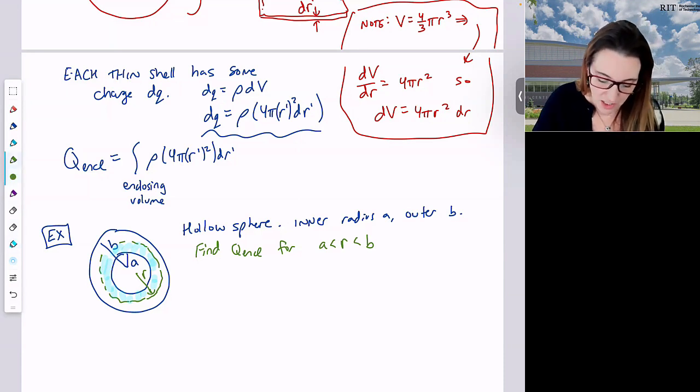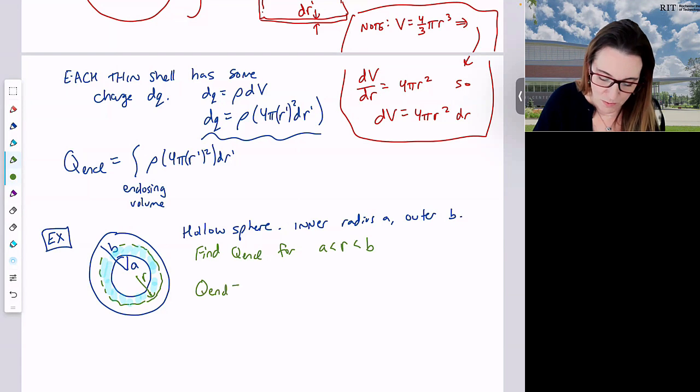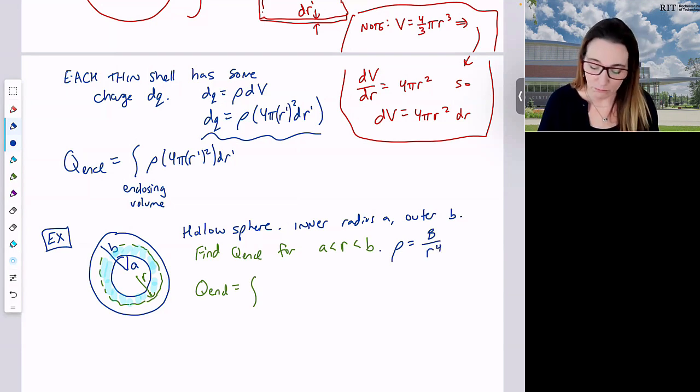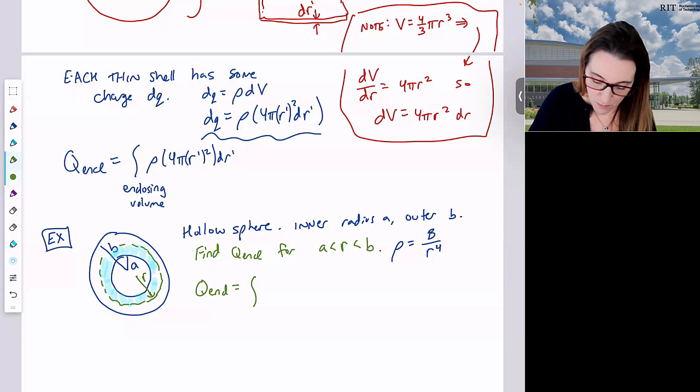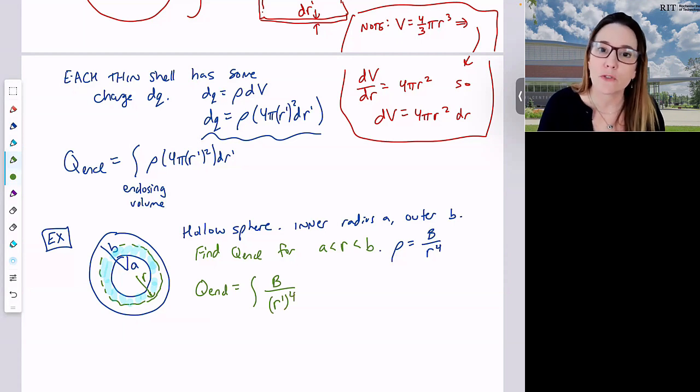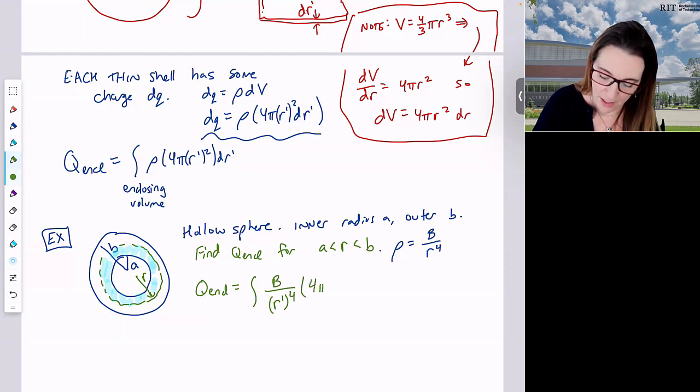And so I can just say here, Q enclosed is going to be equal to the integral of rho. Let's give this a variable rho in the problem. Let's say that rho was equal to beta, or B over R to the fourth. So it's going to be my variable rho. I'm going to call this B over R prime to the fourth, and again, I'm using R prime here just to differentiate it for finding this Q enclosed versus doing it for the Gaussian surface. So B over R prime to the fourth times my dV, so 4 pi R prime squared dr prime.